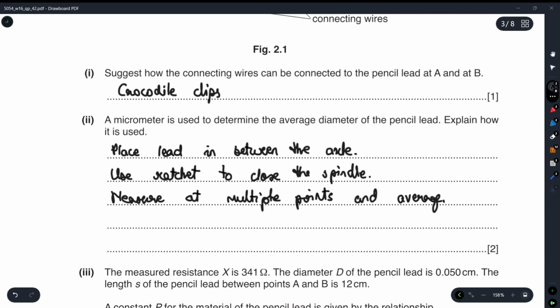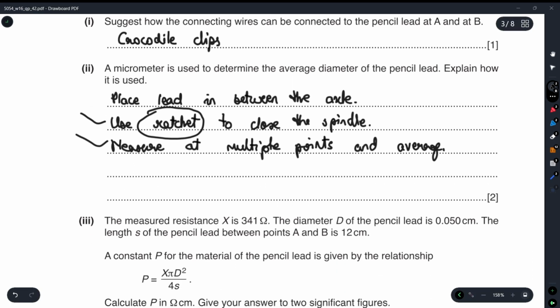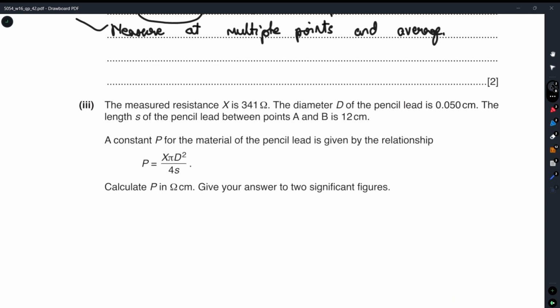Okay, so essentially the idea is you don't necessarily have to use these terms, but what you will do is place it in between the micrometer. It is necessary to say that you are going to use a ratchet. The reason: if, let's say for example, you manually turn the thimble, then maybe you apply more pressure and you deform the pencil lead or you break the pencil lead. So you're going to use the ratchet to make sure that it's gentle. And then you repeat the process at various points on the graphite lead or the pencil lead. And then you average. Right, so one point will be this, another point will be this. Okay. The measured resistance is 341.